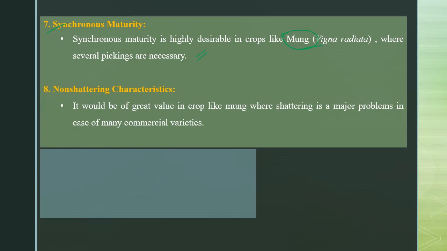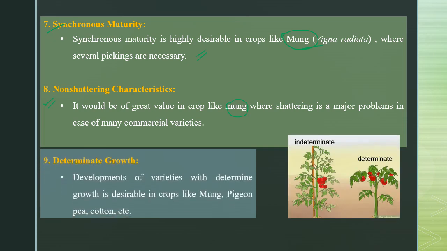After that, the non-shattering characteristic. That would be very great. It will add great value to a crop like moong, but shattering is a major problem. When the crop is growing and sometime later, before our pickings, the pod breaks and drops down to the soil, it is of no use. So non-shattering characteristics are one of the major desirable objectives of plant breeding.